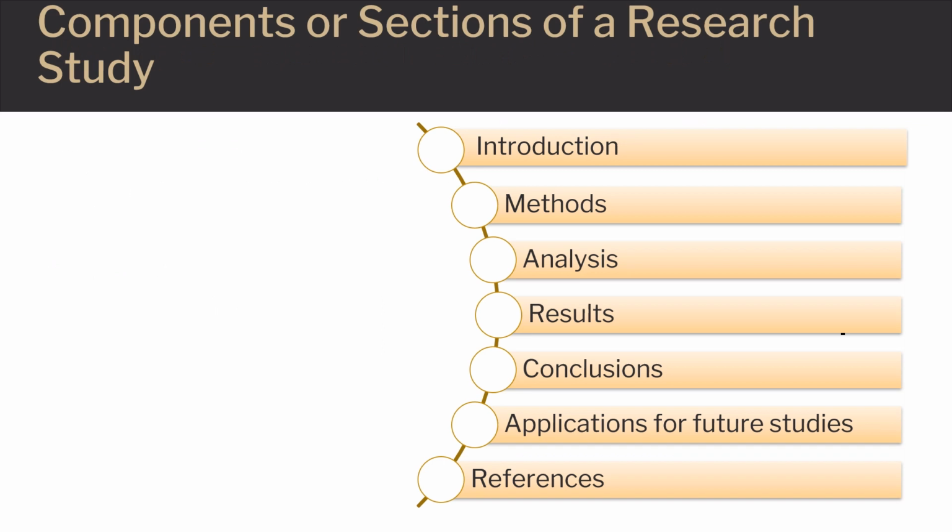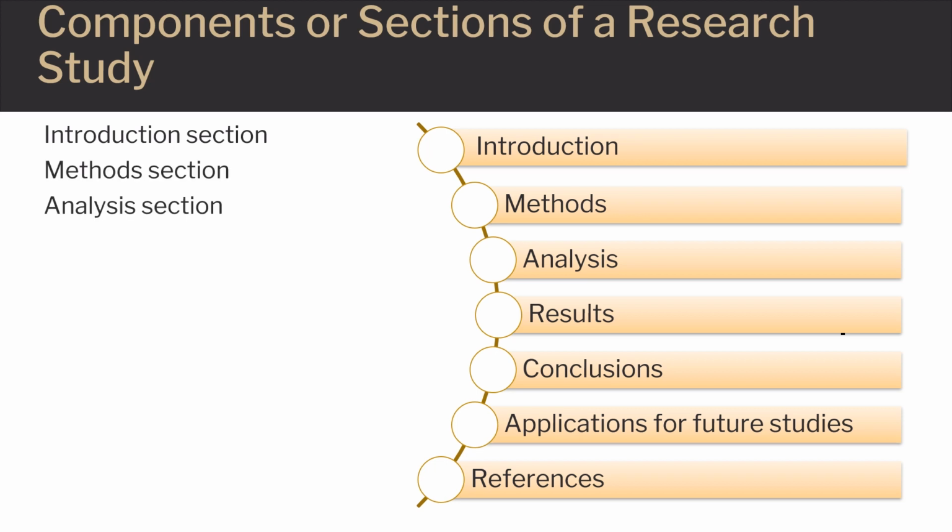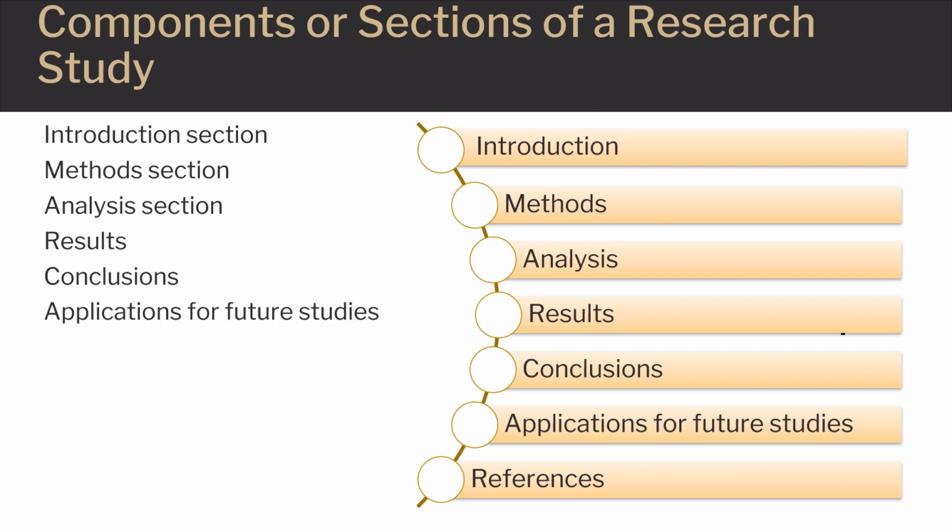There are 6 main sections that each contribute to conducting a research study. They are the introduction section, methods and analysis sections, the presentation of results and conclusions of the study, and any applications for future research given the completion of that study. Each of these sections will be addressed over the next couple slides.